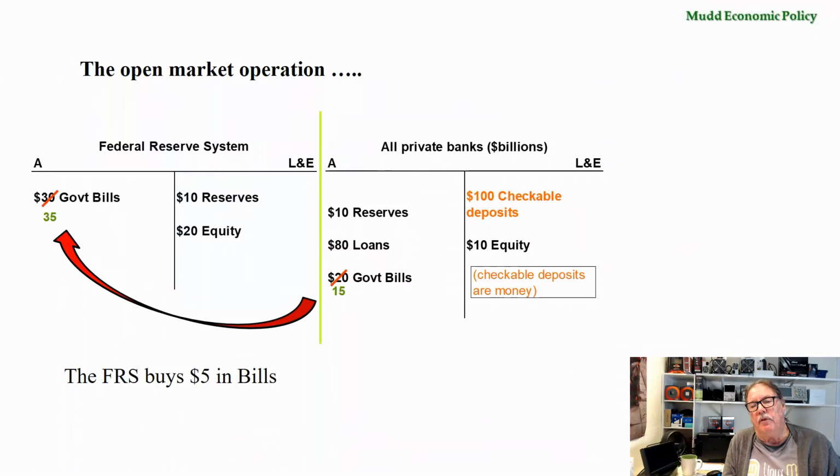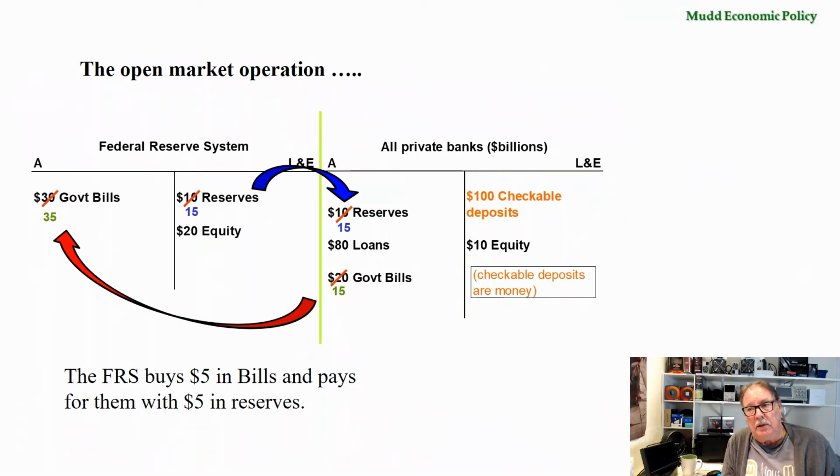They pay for them by crediting the banks with $5 in reserves, as is shown here, and looking at the blue arrow and the associated changes to the T accounts. The Federal Reserve's liabilities went up by that amount, and the bank's assets went up by that amount, and the reserves are still in question.